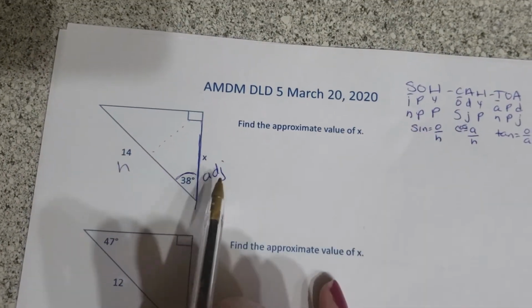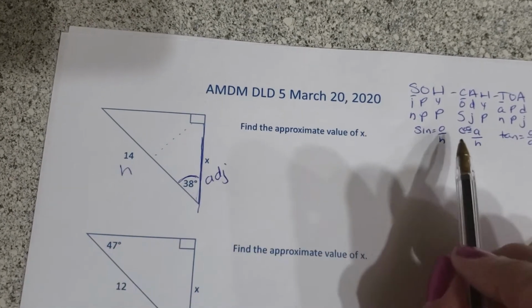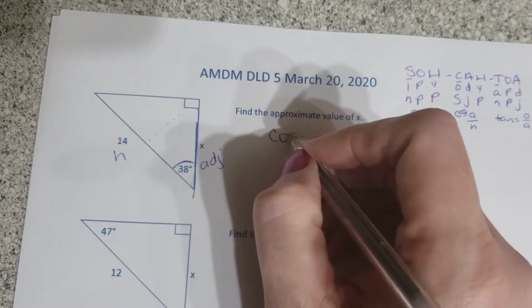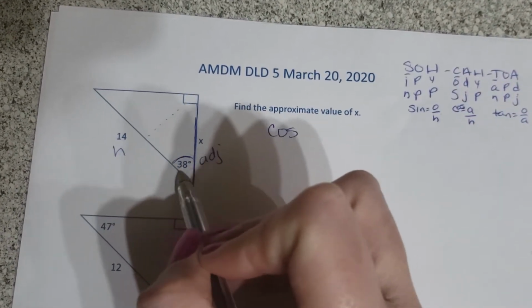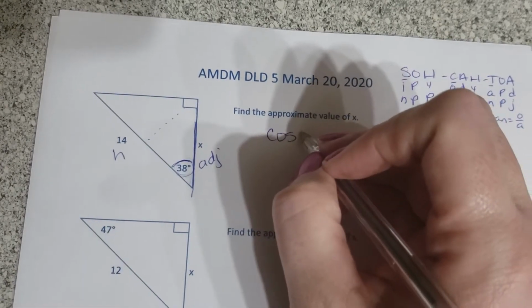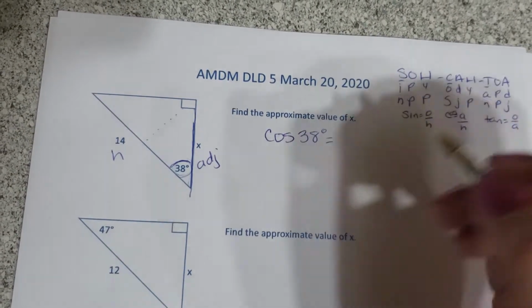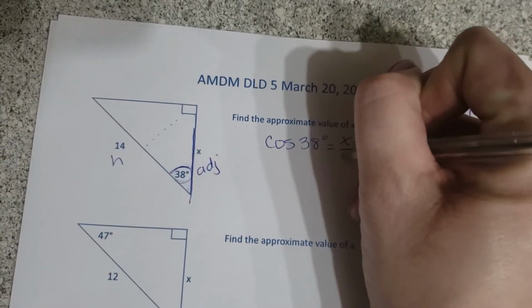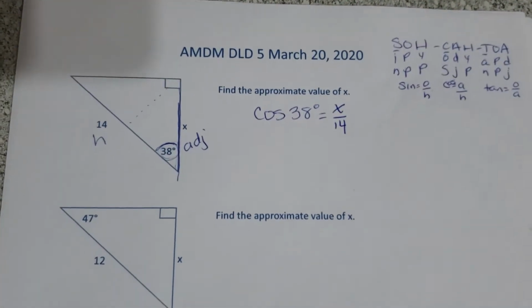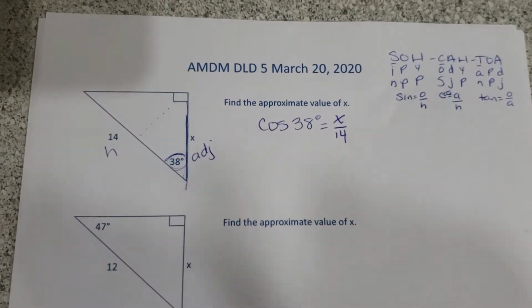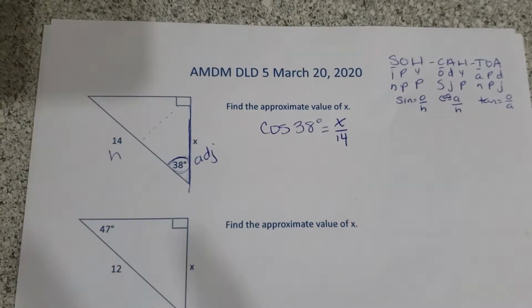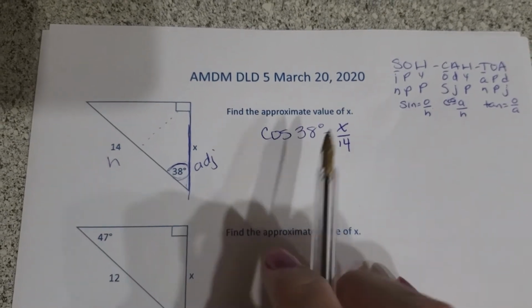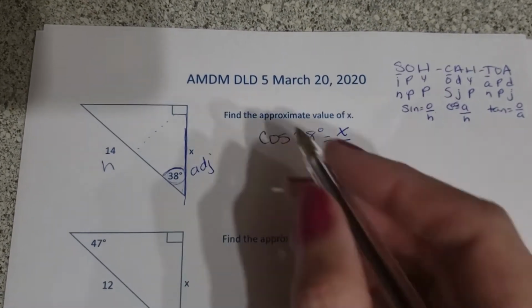So I need the trig function that uses adjacent and hypotenuse. So that's not sine, that's cosine. So I'm going to set up a cosine function and I'm going to fill in: cosine 38 degrees equals adjacent over hypotenuse, so x over 14. Now I like to leave my cosine until the last thing and then put everything in the calculator at one time. If you would prefer to go ahead and just figure out what cosine 38 is, just leave a lot of decimals. So that's what I'm going to do here.